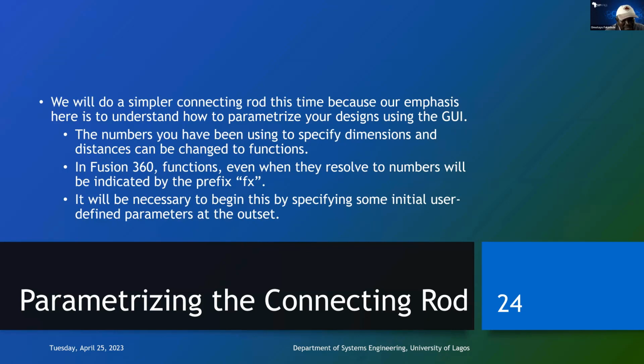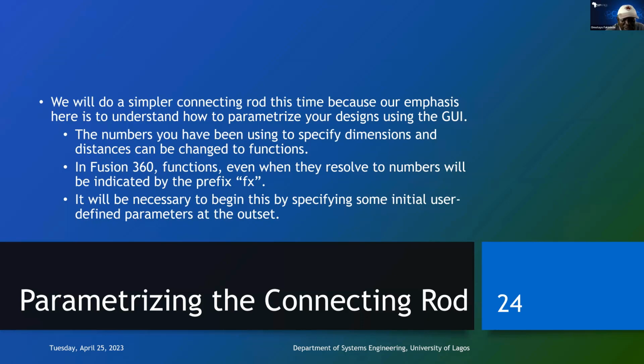We'll do a simpler connecting rod this time because our emphasis is on understanding how to parameterize your designs using the GUI. The parameterization we are looking at now is just the parameterization using the GUI. The numbers you have been using to specify dimensions and distances will now be changed to functions. In Fusion 360, functions are indicated by the prefix fx.